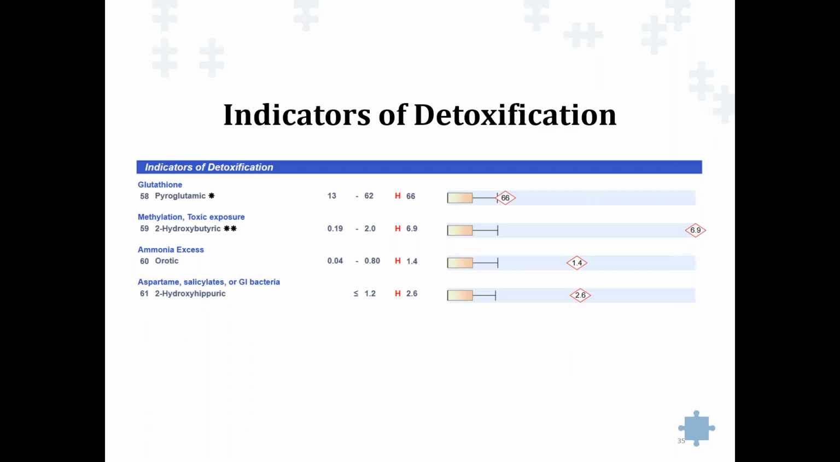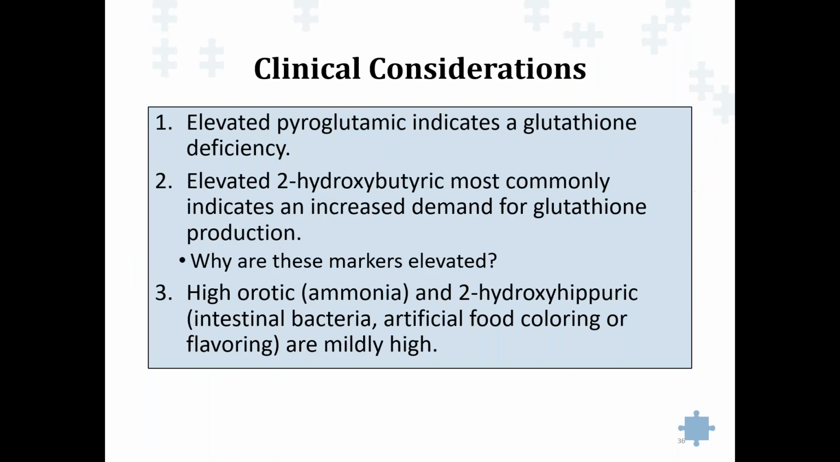Again, so when those markers are high, when pyroglutamic is high, it indicates a deficiency of glutathione, and when 2-hydroxybutyric is high, it indicates an increased demand for glutathione production. So the question to ask is, why is pyroglutamic elevated? Why is glutathione deficient? Is the child not making enough? Is there some genetic problem?